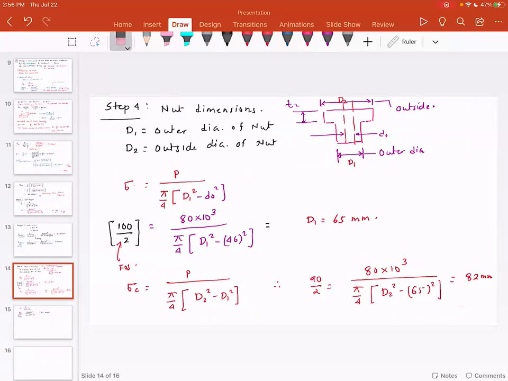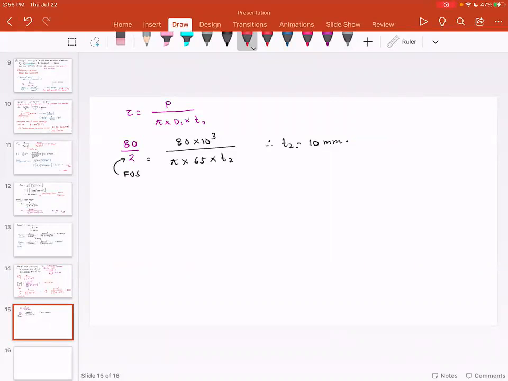Sigma T. Okay, so this is tear. This is compression or crushing. Okay, so with this, T2 is equal to 10 millimeters. Now, the next step is to find out the torque and the design of the handle.